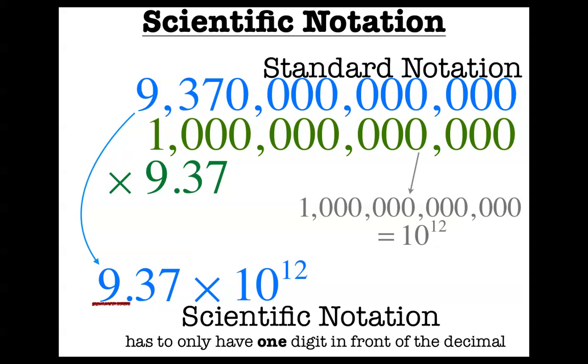Okay, the rule with scientific notation is instead of writing it as 937 or 93.7 or 0.937, you have to have one digit in front of the decimal. So we make it 9.37, and then we count the zeros for that green number.